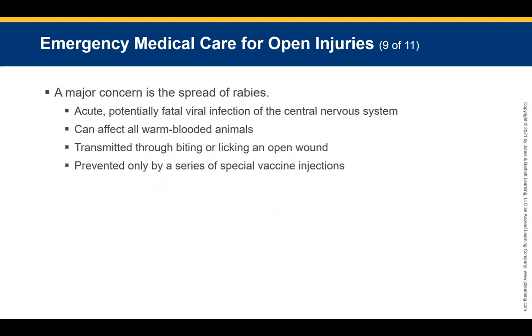A major concern is the spread of rabies, an acute, potentially fatal viral infection of the central nervous system that can affect all warm-blooded animals. The only way to tell if an animal has rabies is to kill the animal and check the brain for infection. They can't just draw blood. So if it is an animal bite and somebody suspects rabies, they're going to kill that animal and check the brain for any type of infection.